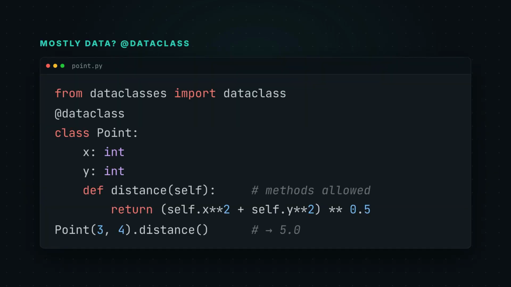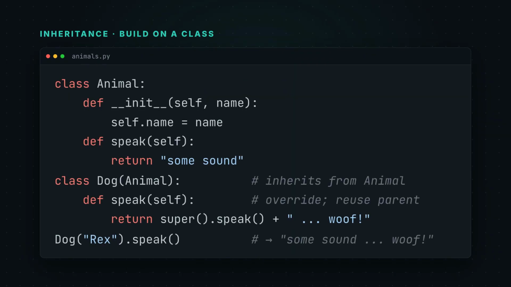If a class is mostly data, writing that initializer by hand gets old fast. So one import, and the data class decorator writes the initializer, a readable printout, and equality checks for you. You just list the fields. And before you ask, a data class is still a normal class. Add any method you like, here a distance, and call it normally. Point(3, 4).distance gives 5.